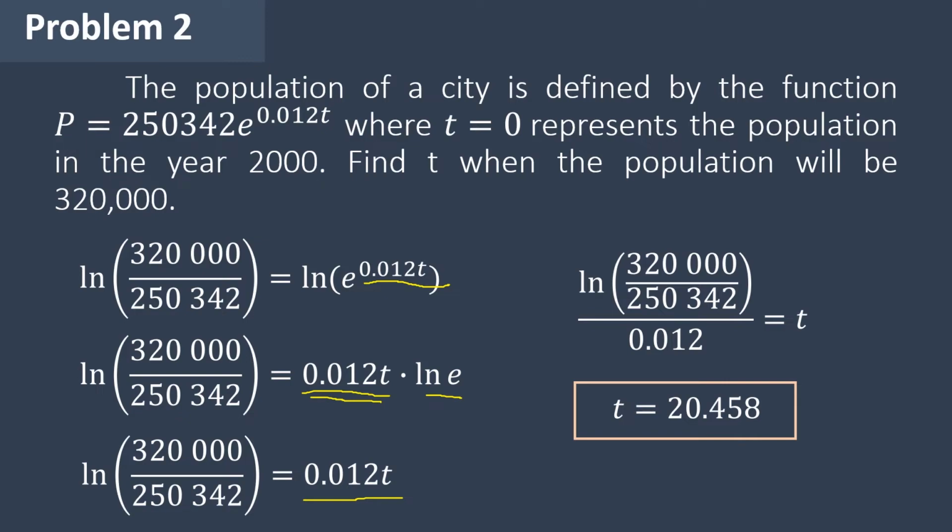So, kukunin muna natin yung natural logarithm ng 320,000 divided by 250,342. After that one, kung nakuha na natin siya, we're going to divide it by 0.012. Finally, we get our final answer which is equal to 20.458 years. So, ibig sabihin, aabot ng 320,000 na population yung given na place natin after 20.458 years, or we can round it up to 21 years. So after 21 years, aabot na siya ng 320,000 na population.